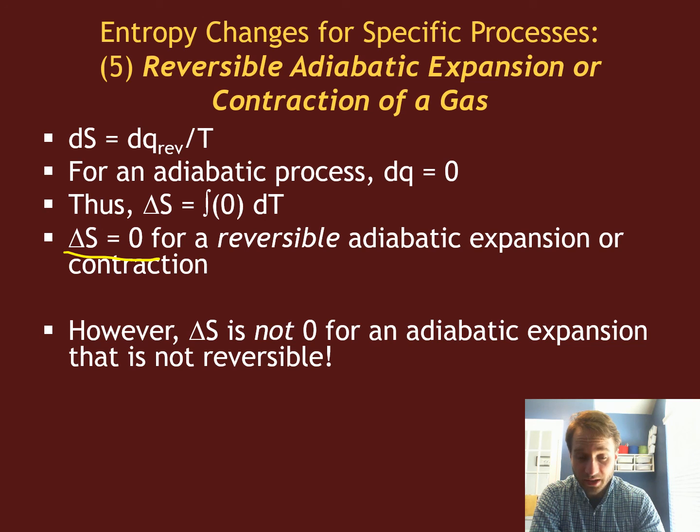And in the next video, we'll talk about what this is. But for now, in this video, just note that it is not true that delta S equals 0 for an irreversible adiabatic expansion. It only equals 0 for a reversible adiabatic expansion.